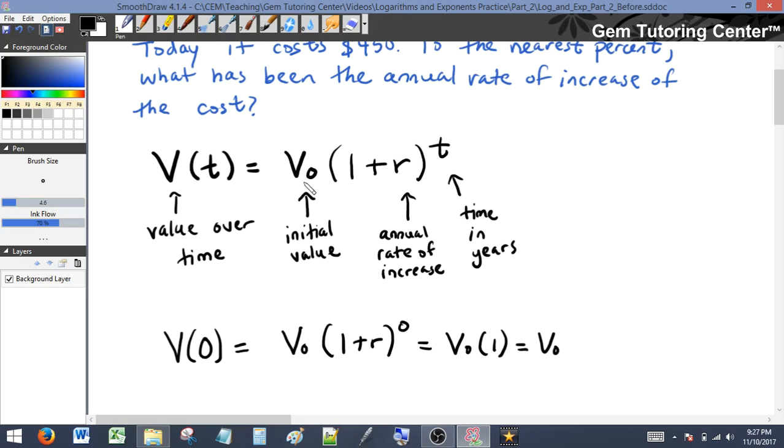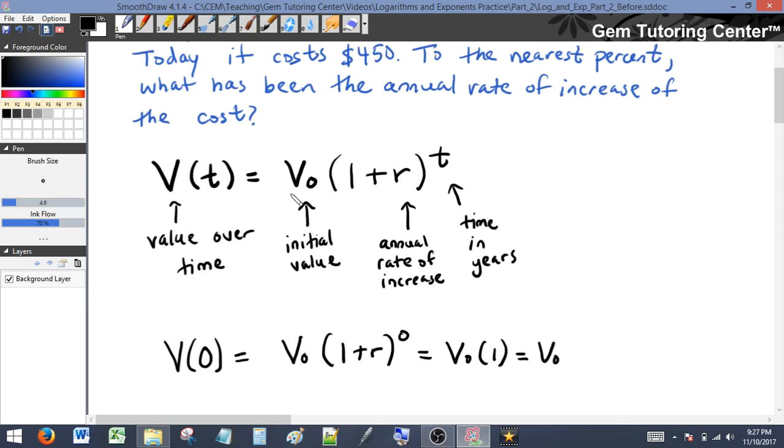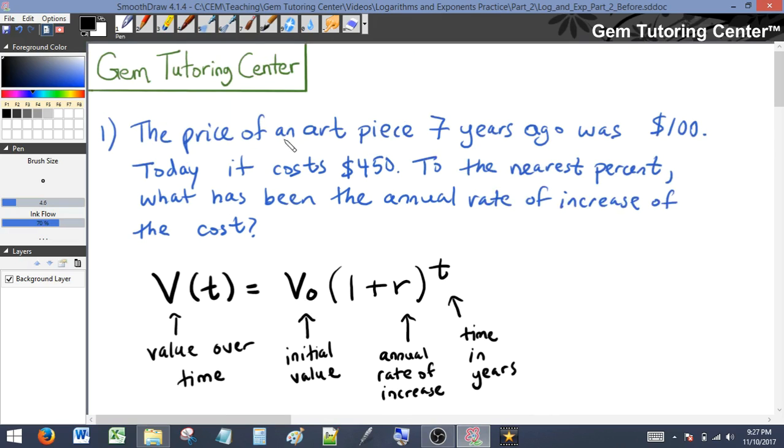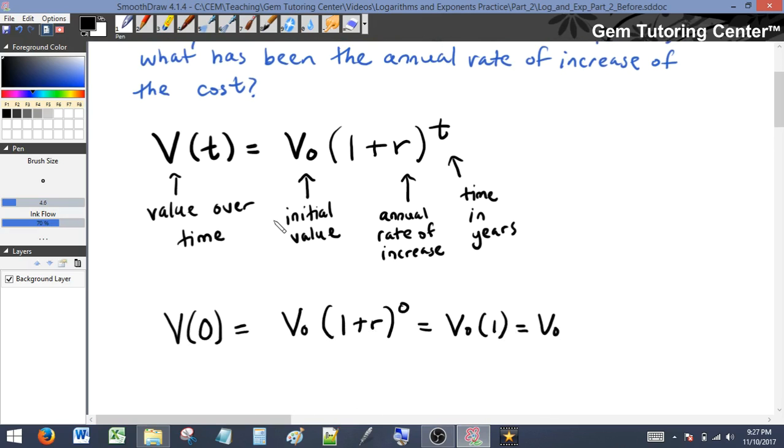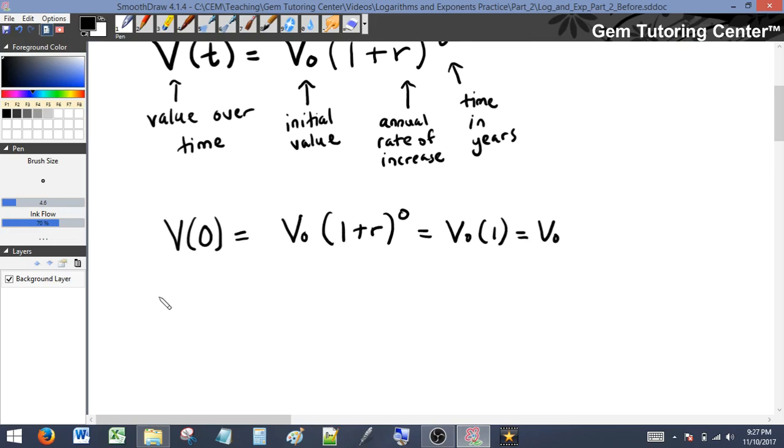So let's use what we know about this to solve a problem. Let's quickly remind ourselves of what was going on. The price of an art piece 7 years ago was $100. Today it costs $450. To the nearest percent, what has been the annual rate of increase of the cost? Let's write a function starting 7 years ago, so t equals 0 is 7 years ago.